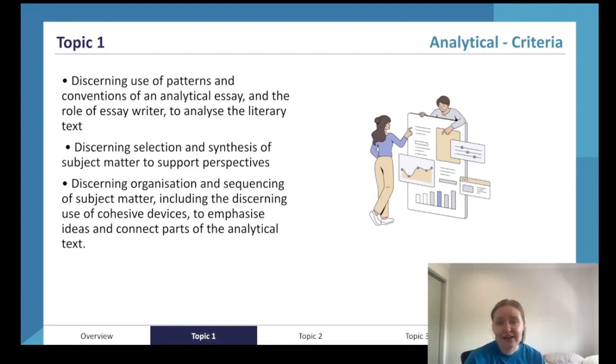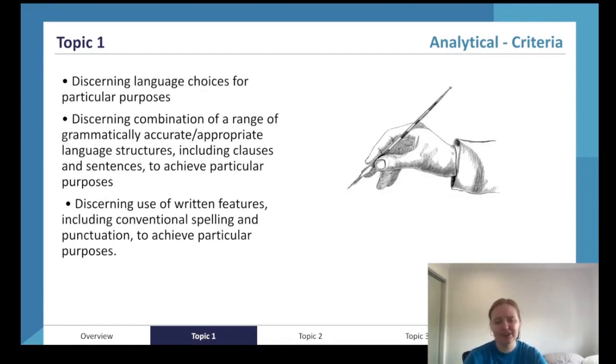It doesn't matter if you know lots of long words, lots of impressive words. If the marker gets confused, if they lose sight of what your argument is, then you're not going to get marked well. So clarity is so important as a priority. All right, and finally, discerning language choices for particular purposes.